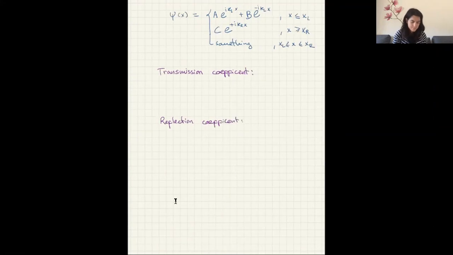Where T is going to be k right C squared over k left A squared, and R is going to be, well, k left. It's going to tell us how much of the incoming wave, if you think of the part with A as being the incoming wave, will get transmitted versus how much of it gets reflected.